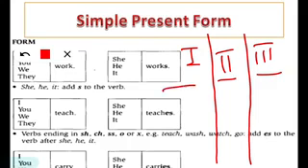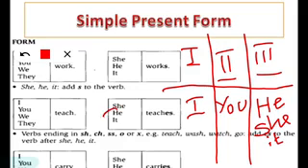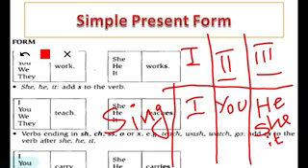Okay, so first person means the person who is talking. Maybe you can have I. So first person is I. Second person, you, the person who is next to you or the person who is listening to you. Third person, he, she, it. So when I say I, it is singular. Yes or no? I is singular. So how will you make the plural form of I?